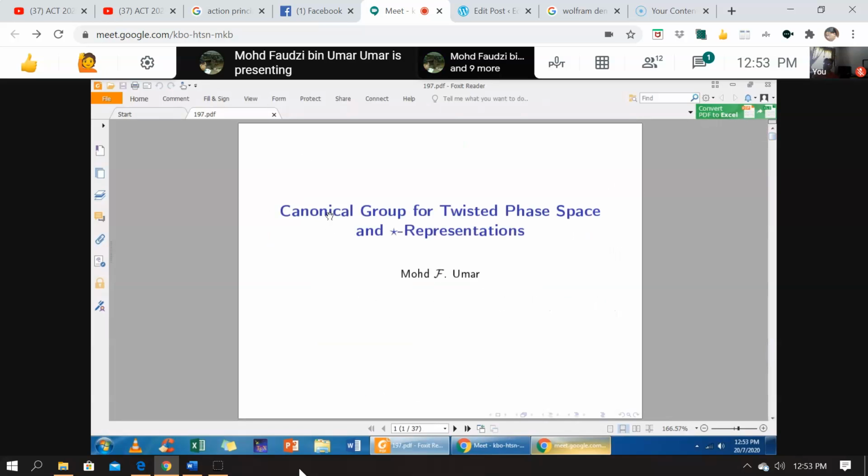Actually, based on the title, first I try to find the canonical group for the two-step phase space. Therefore, I have to develop the phase space that will be twisted, that is already twisted. Then I find the canonical group, and then I follow the Isham quantization scheme to find the representation. And the representation should be irreducible and also unitary. So that's all from me.